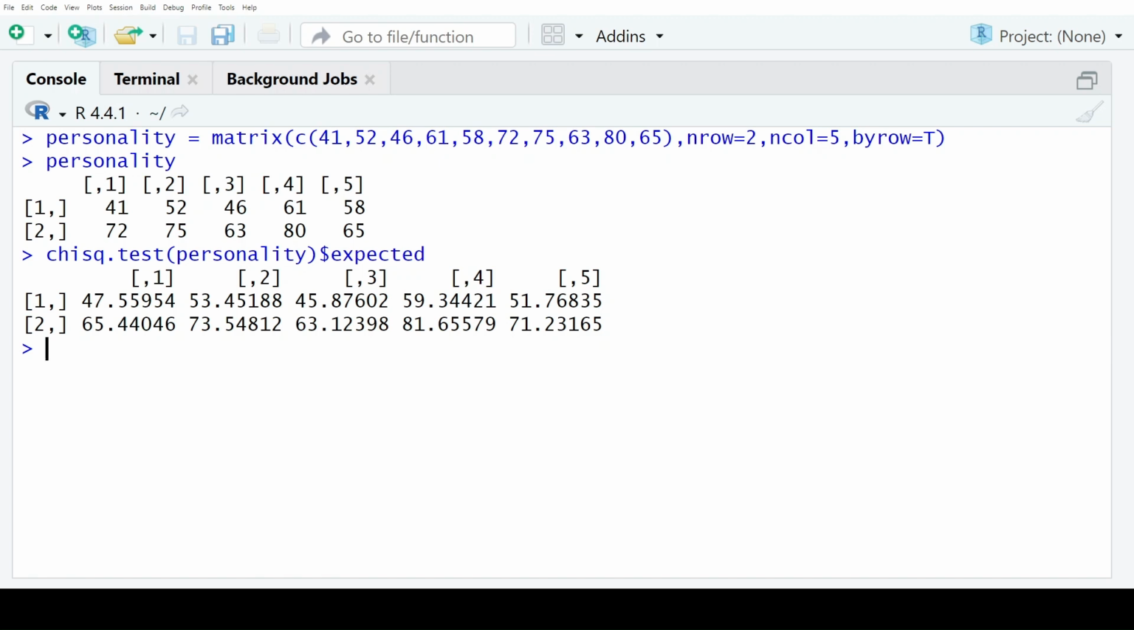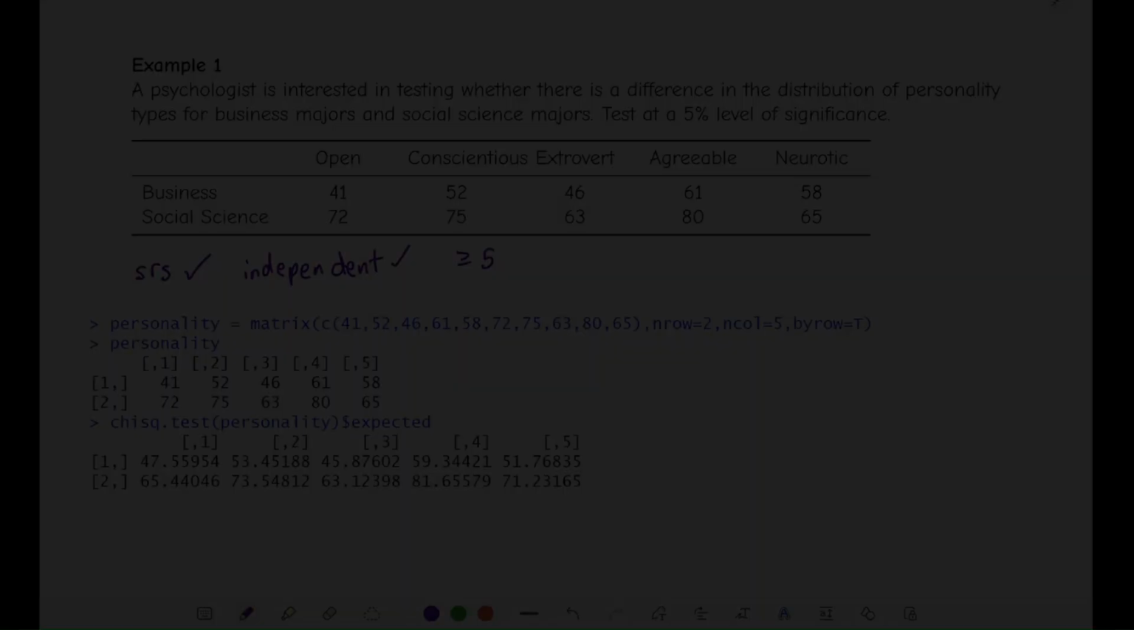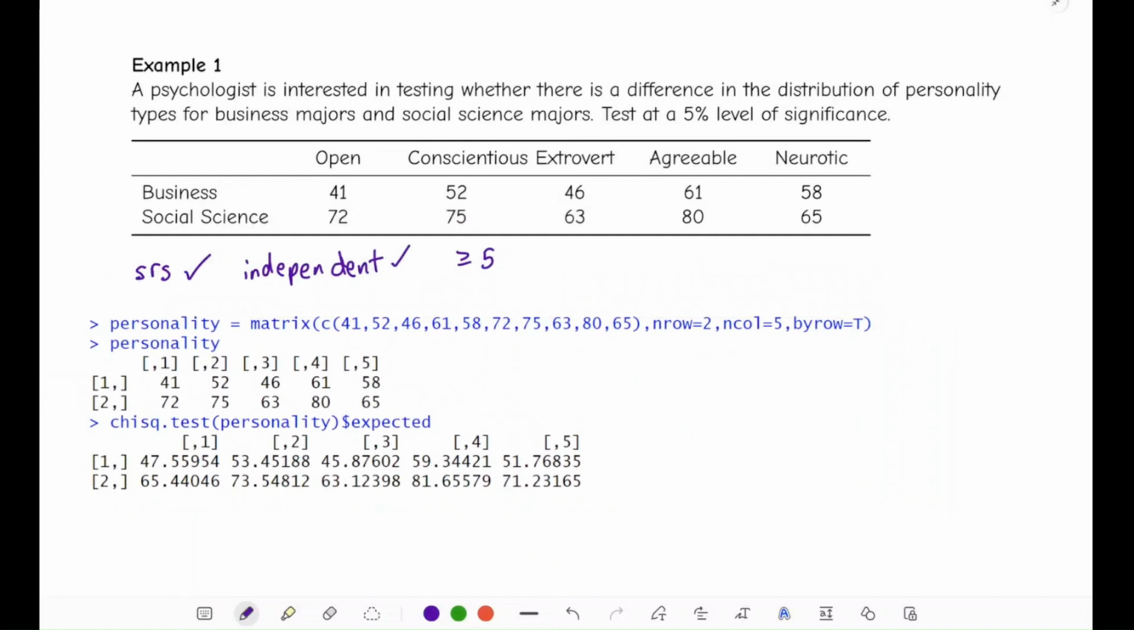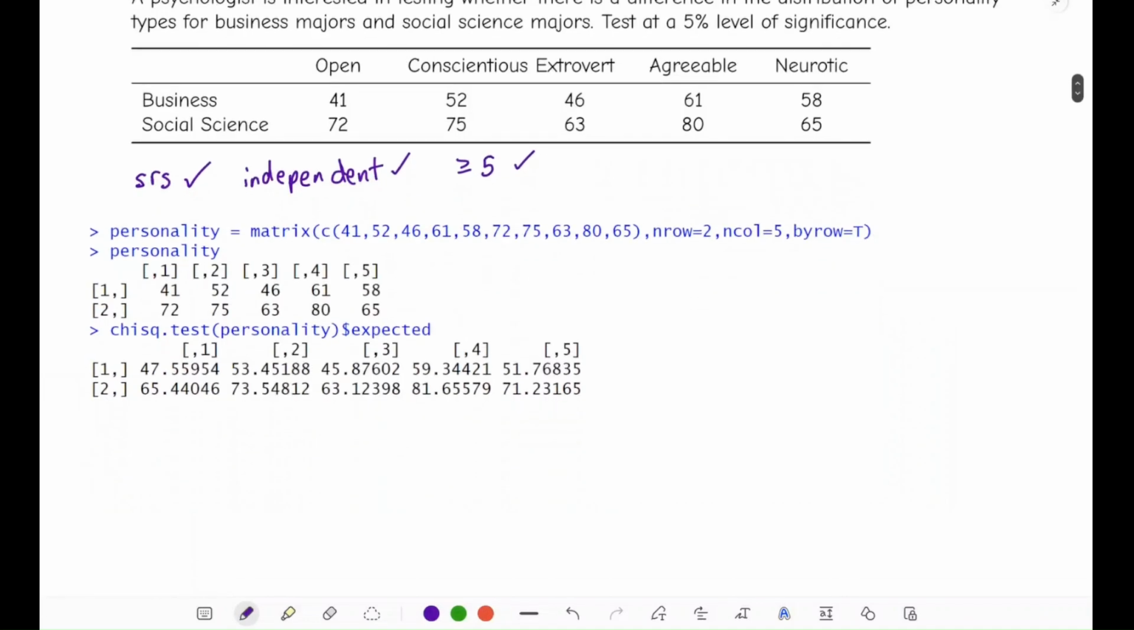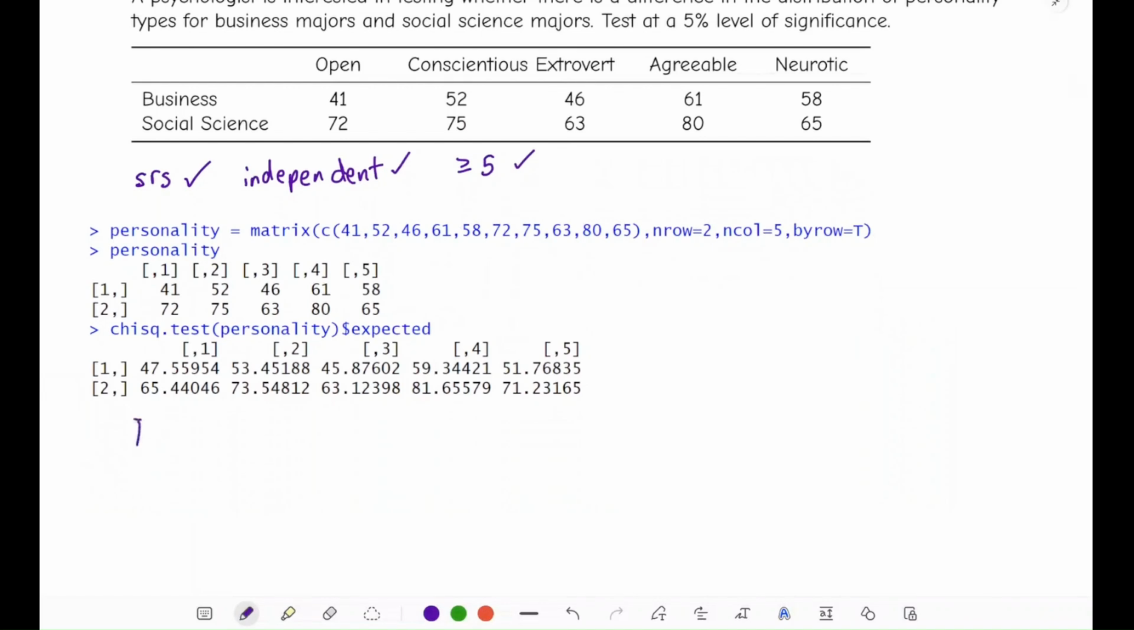So let me go ahead and copy this, so I can paste it over here. And then I'll go back to the notes. So there, our size requirement checks out. So now we are ready to do the test. So we are doing the test for homogeneity.